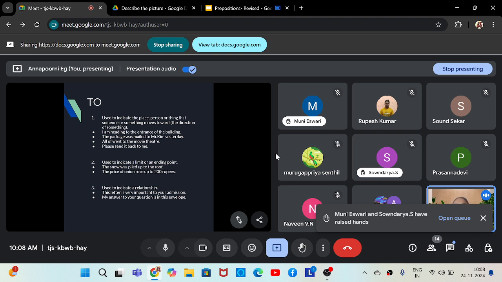Similarly, the package was mailed to Mr. Kim yesterday. Imagine you are writing a letter and you want to send that letter to your friend.